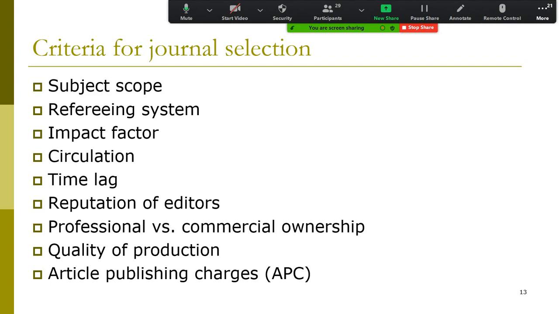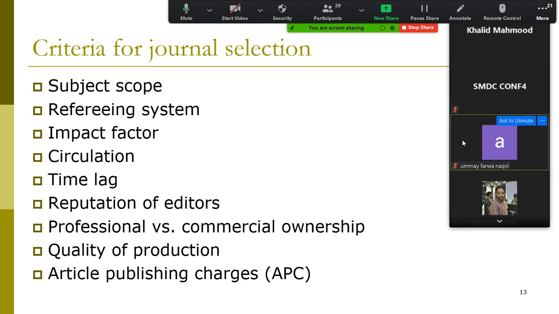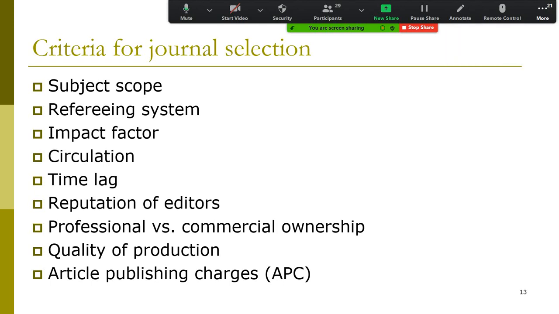You can also see the circulation of the journal. Circulation means how many subscribers are of that particular journal. And time lag. Time lag means how much time they take from the submission of the article to the final publication of the article. Some journals have a long queue before them, and they take more time, and particularly in health sciences, sometimes you don't have more time. So look at the time lag, and this time information is available also on the website of the journal.